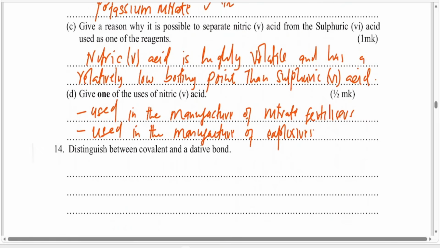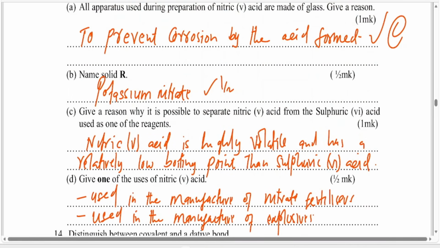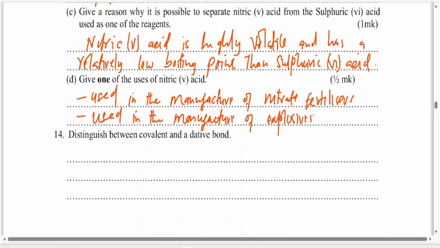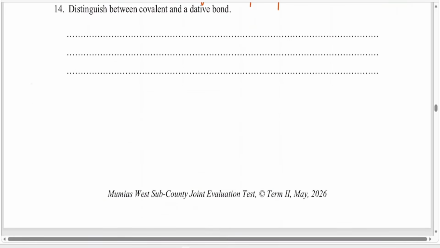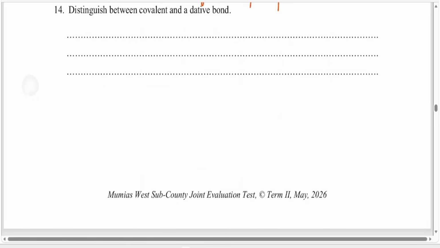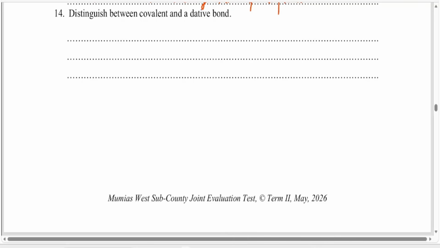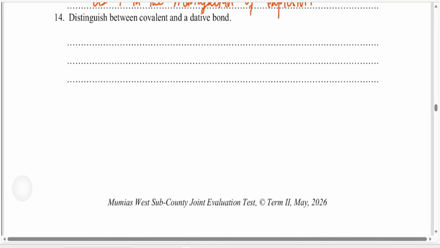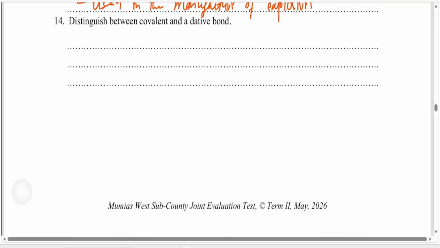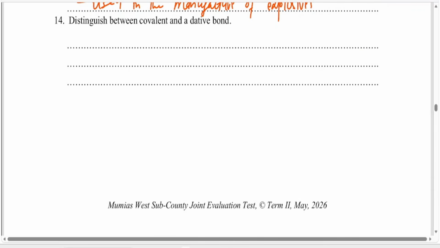So let's now move to question number 14. Question number 14. Distinguish between covalent and additive bond.